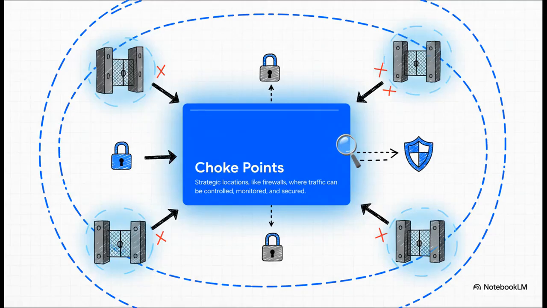So the big question is, how do you secure the connections between these different layers? Well, that's where something called a choke point comes in. These are super strategic locations, think firewalls or gateways, that you place between the layers. They act as mandatory security checkpoints. All traffic has to pass through them, letting you inspect and control everything. This is how you really enforce those trust boundaries we set up.